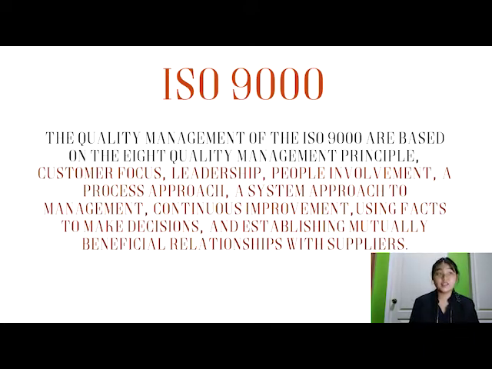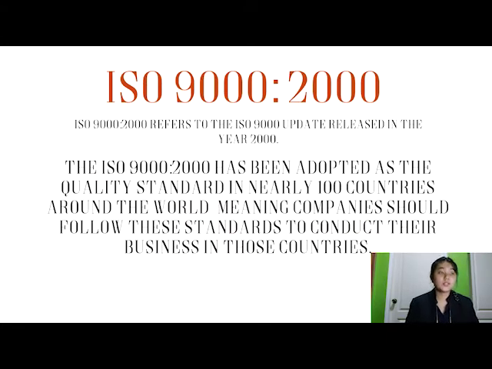ISO 9000 is a set of international standards on quality management and quality assurance developed to help companies effectively document the quality system elements needed to maintain an efficient quality system. They are not specific to any one industry and can be applied to organizations of any size. It is also important to note that individuals cannot be ISO certified. Only businesses and organizations can. ISO 9000-2000 has been adopted as the quality standard in nearly 100 countries around the world, meaning companies should follow these standards to conduct their business in those countries.